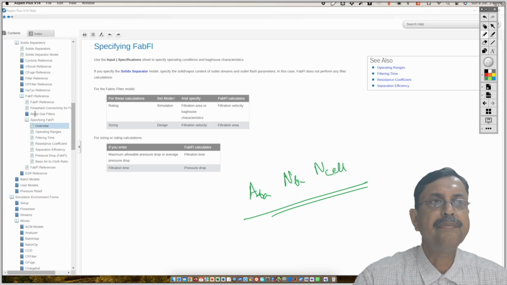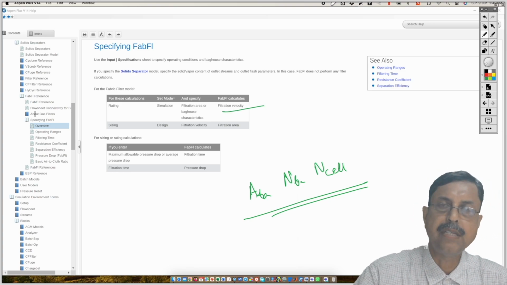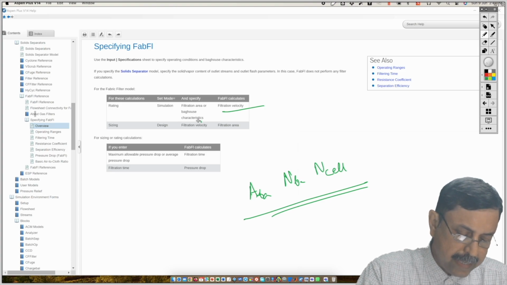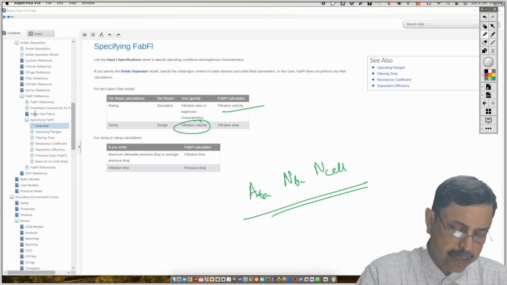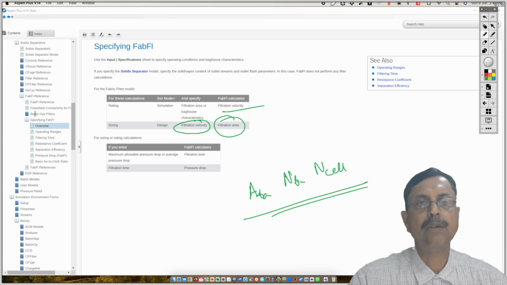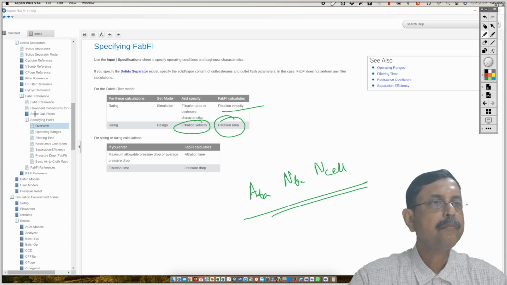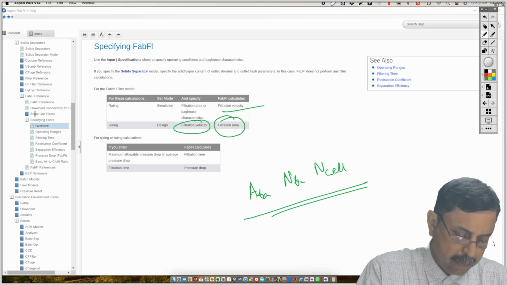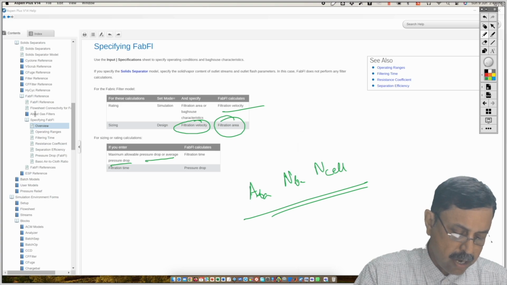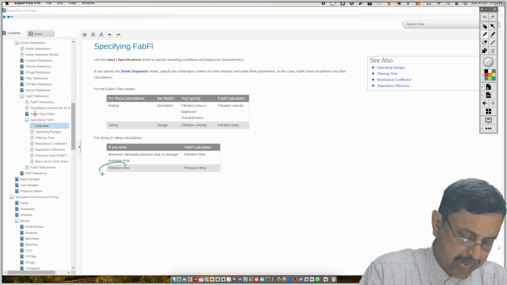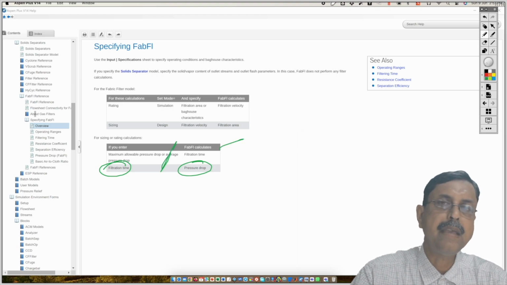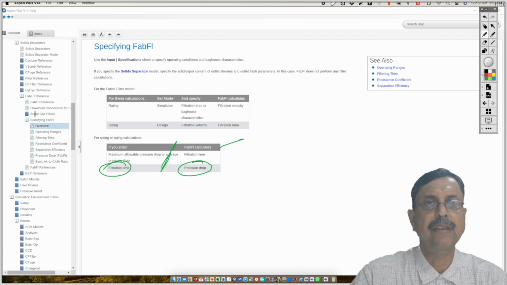And then FabFL calculates the filtration velocity. In the sizing calculation, in the design mode, you have to specify the filtration velocity and it will calculate the filtration area, or if you want, it can calculate the bag characteristics as well. And in the sizing or rating calculation, you have to specify the maximum allowable pressure drop or the average pressure drop, and it will calculate the filtration time. If you specify the filtration time, then it will calculate the pressure drop. So you have to enter either of them, and FabFL calculates the other one successively.